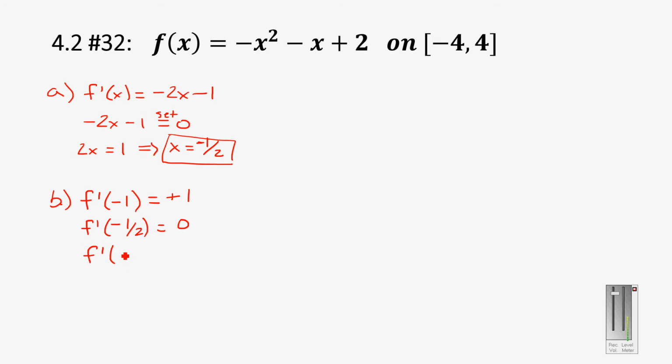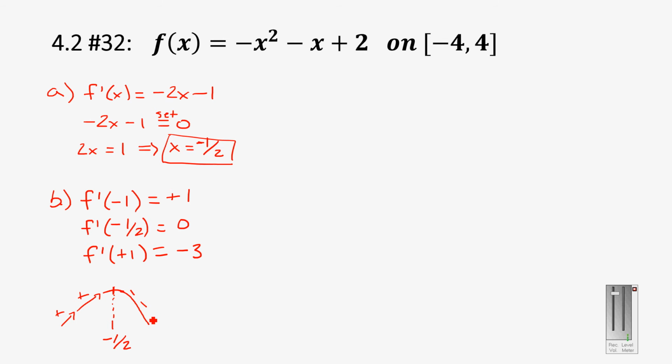And then f prime of, let's do a positive 1. So I picked something on either side of this guy. Positive 1 would be negative 2 minus 1, which is negative 3. So what that means is, as you look at this, the slope is positive, positive, positive, until it reaches negative 1/2. At that point, the slope is 0. And then the slope all of a sudden is negative 3 on this side.